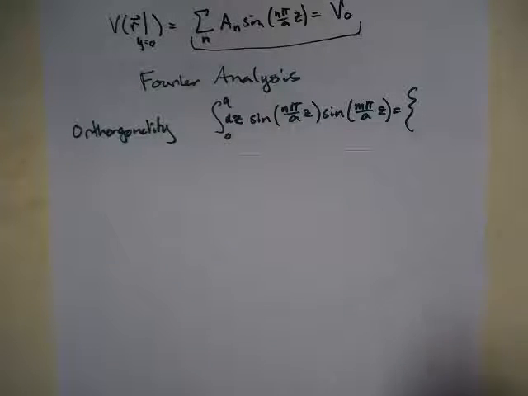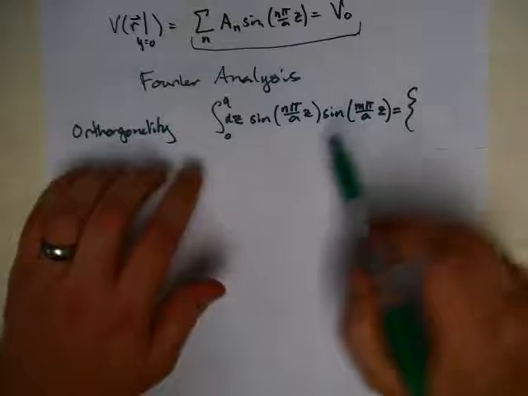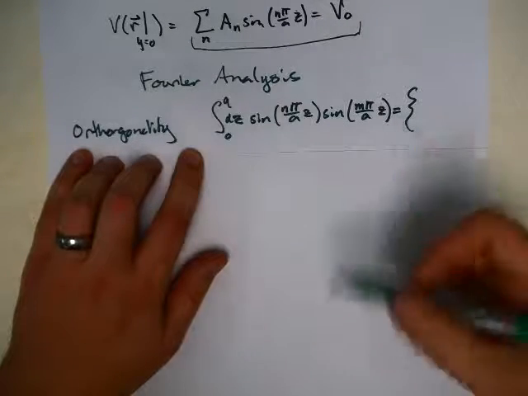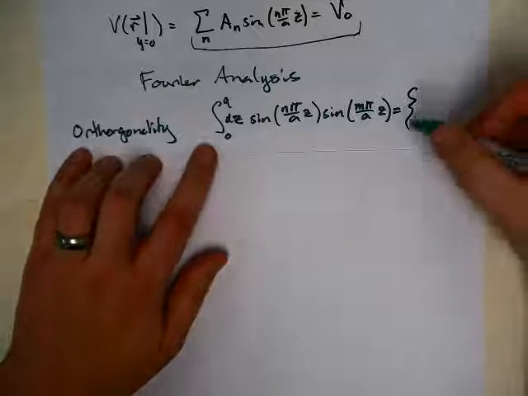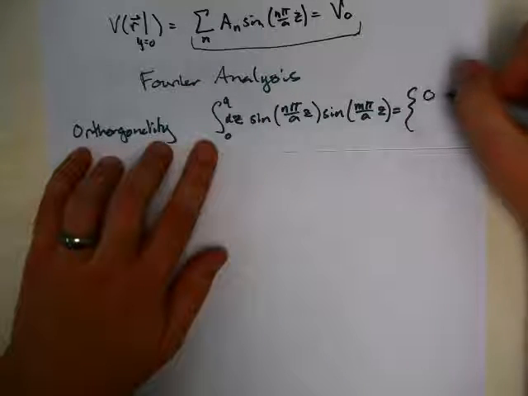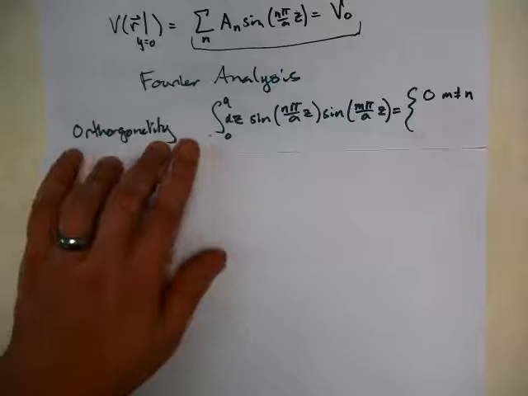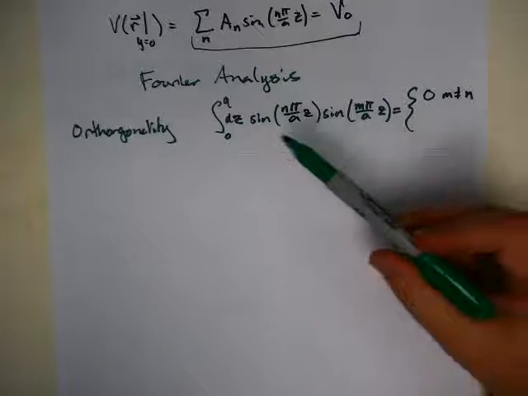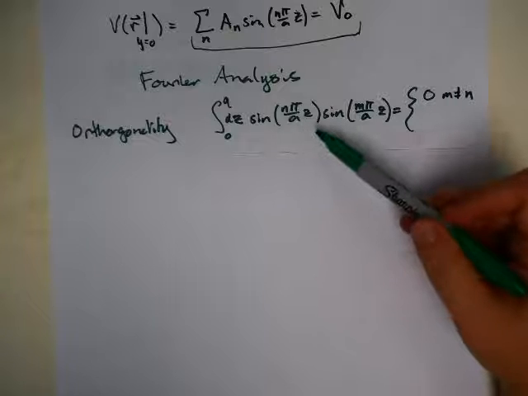I'm always going to integrate over a full period, so I'm always going to get 0. And so with this idea that this product here, I'm always going to integrate to 0 if m does not equal n. So this is 0 if m does not equal n. Now if m equals n, in that case, that's the same as sine squared of n pi over a z.